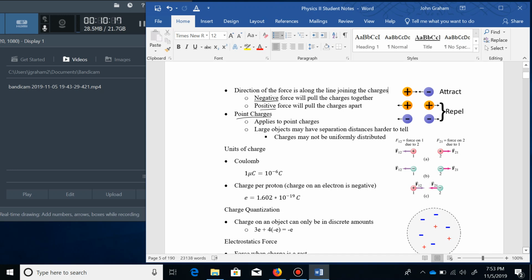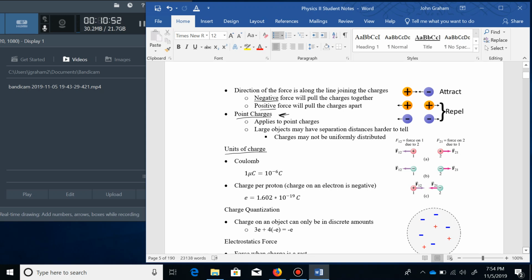And then the opposite of that would be large objects that have a separation distance, which is harder to tell, because the charges can be located anywhere on this large object. Right? Point charges we used a lot at the beginning just to illustrate the mechanics of looking at electric charges. Now I said I was going to get into the units, and it's important.